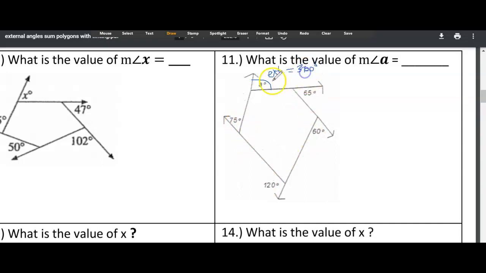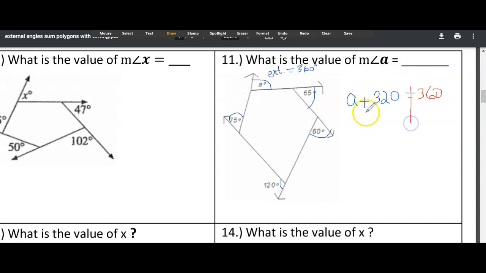So first let's add the A's. I only have one A, so I'm going to write A plus, now add up all of these measures. What should all of these add up to be? Good. They added up to 320. So now all of these angles plus this angle right here have to sum up to 360 degrees because they are exterior angles.